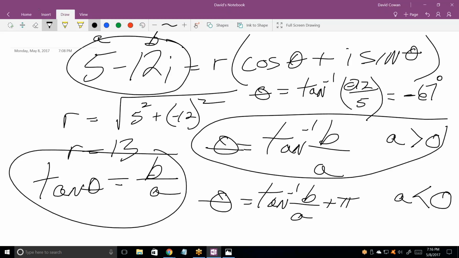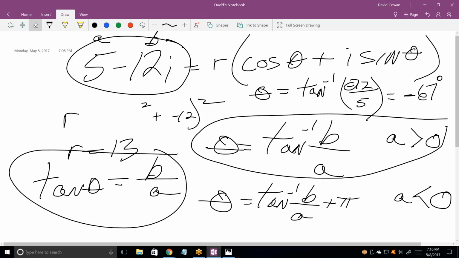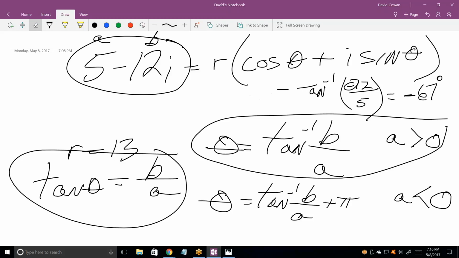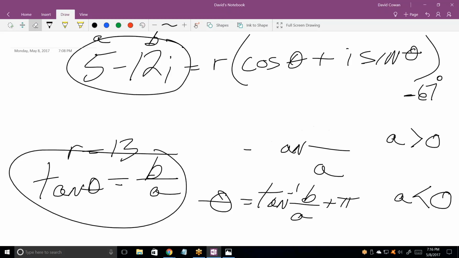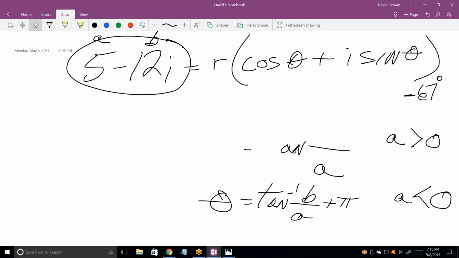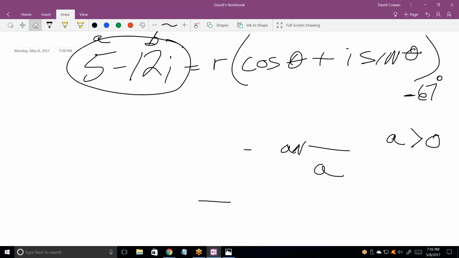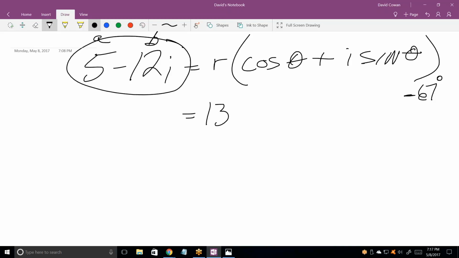So now the problem is verifying this. We know the answer is negative 67 degrees. We know that R is 13. So, is this a true statement? In other words, is 5 minus 12i equal, well, we figured out R was 13. We know theta is minus 67 degrees.